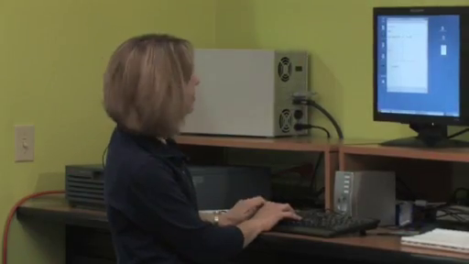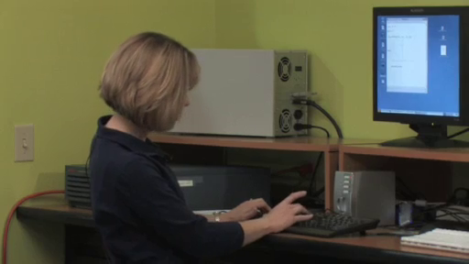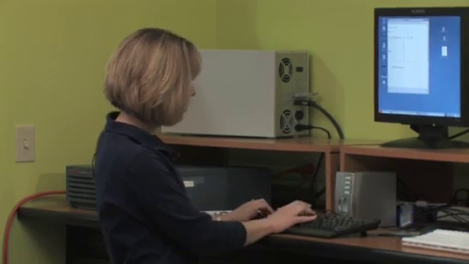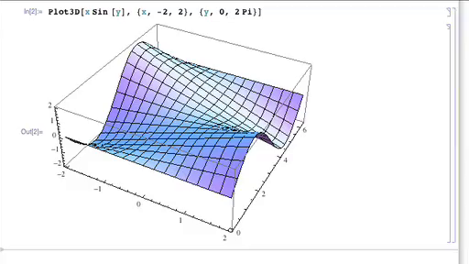Try to plot x and then space capital S-I-N for the sine function, and then square brackets and a y, and then let's let the x values go from minus 2 to 2. And then of course, since this is a 3D plot, we have to tell it what to use for the y values as well. Hit shift enter and you get a nice little picture.